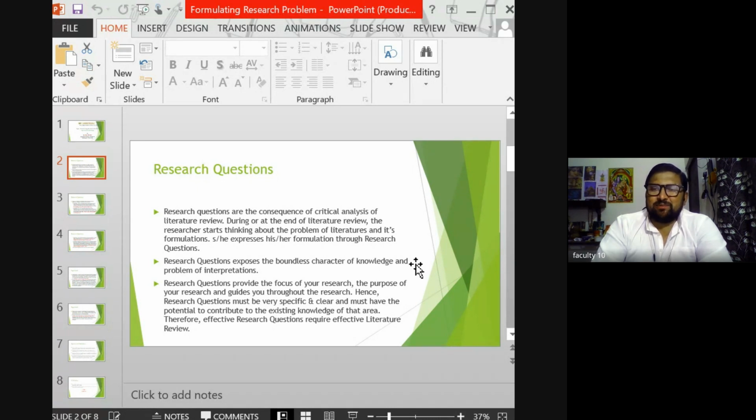Now, during and at the end of literature review, the researcher starts thinking about the problem of literature and its formulation. So when you are doing the literature review, or when you are about to end the literature review, you start thinking about the problem of literature.